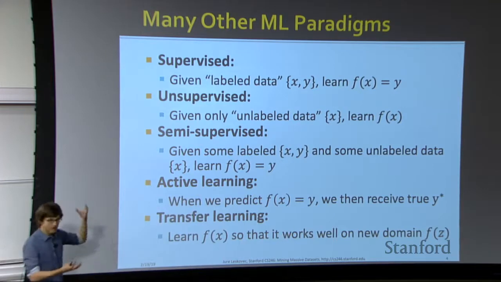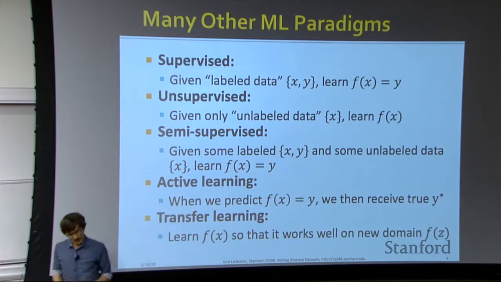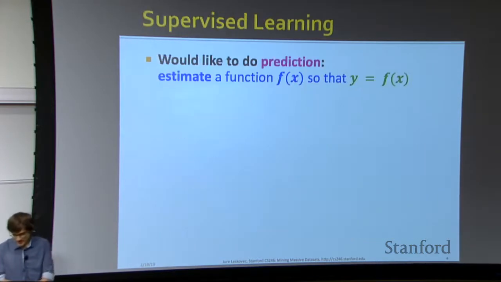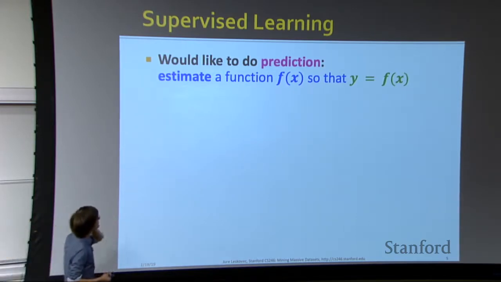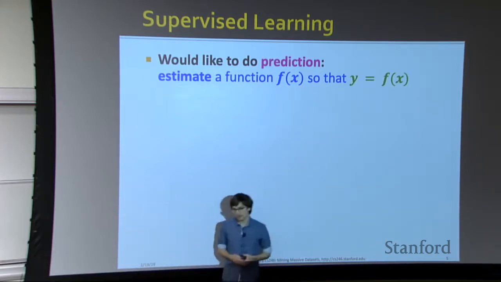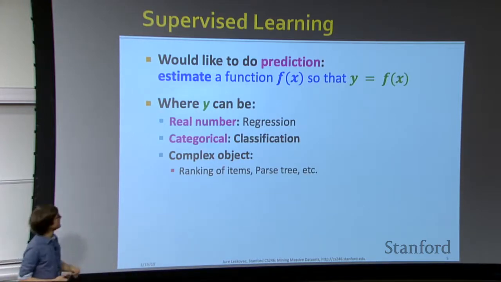But you see how all these different kinds at the end worry about finding this function f that can make certain kinds of predictions. So now the question is, how are we going to formalize this? We would like to do prediction, so it means we'd like to estimate this function f so that y equals f of x. And then you can say what can y be, and y can be different things.